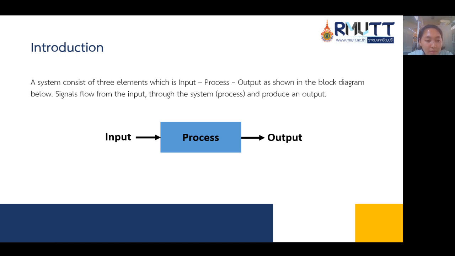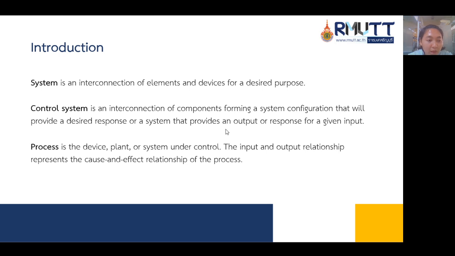A system consists of three elements: input, process, and output, as shown in this block diagram. The signals flow from the input through the system or process and produce an output. The system is an interconnection of elements and devices for a desired purpose.